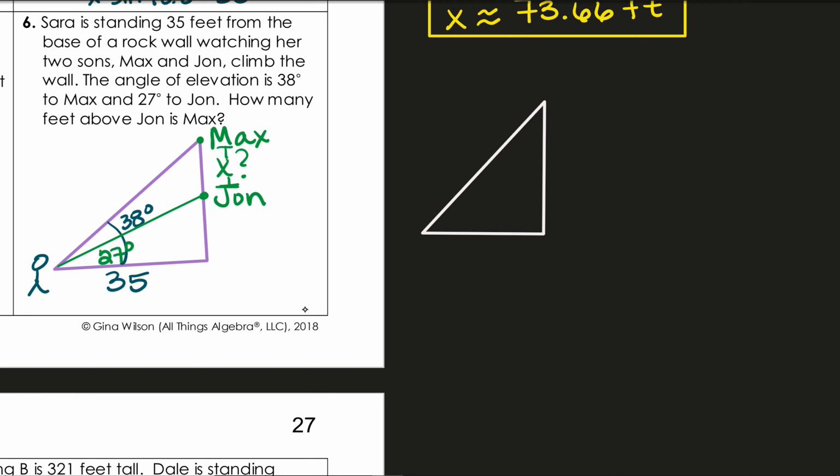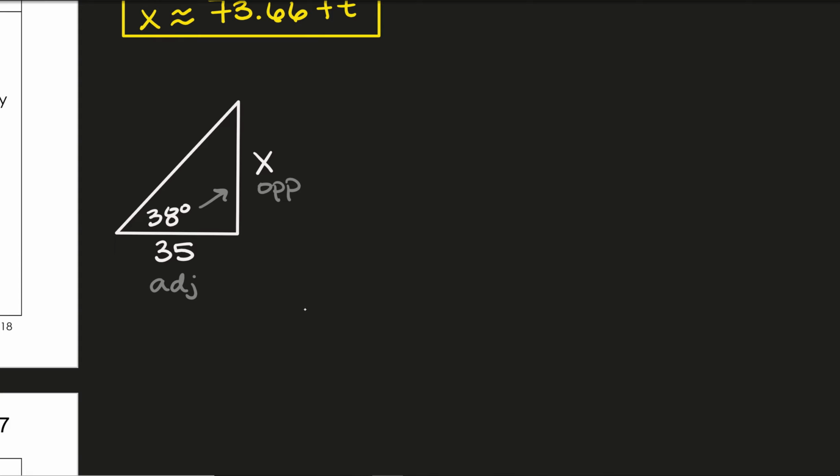So here we'll say, okay, this is 38 degrees. Here's how far Sarah is. How tall is Max off the ground? So we have the opposite leg, because that's directly across from the angle. We have the leg touching the angle, which makes that the adjacent. So opposite and adjacent give us tangent. So here, if we say tangent of 38 degrees equals the opposite over the adjacent.